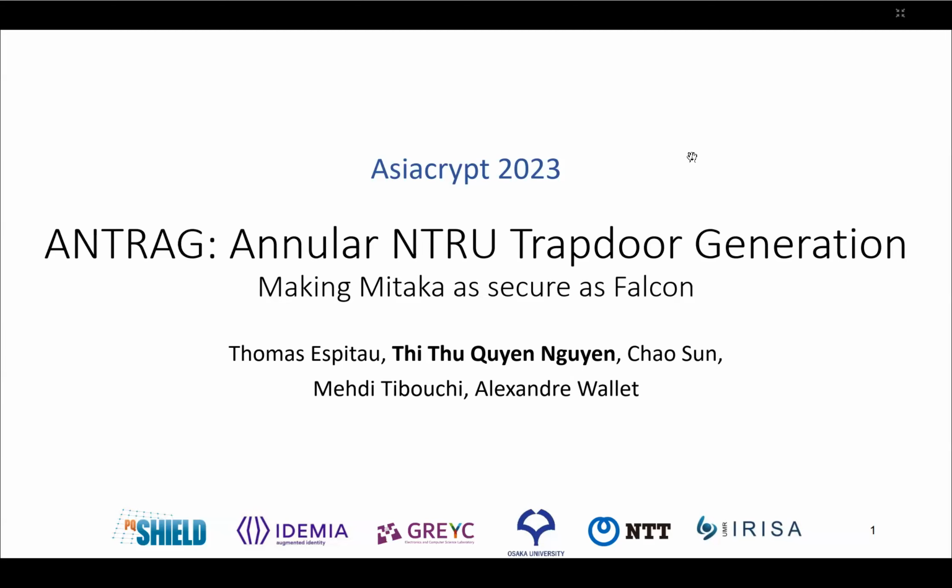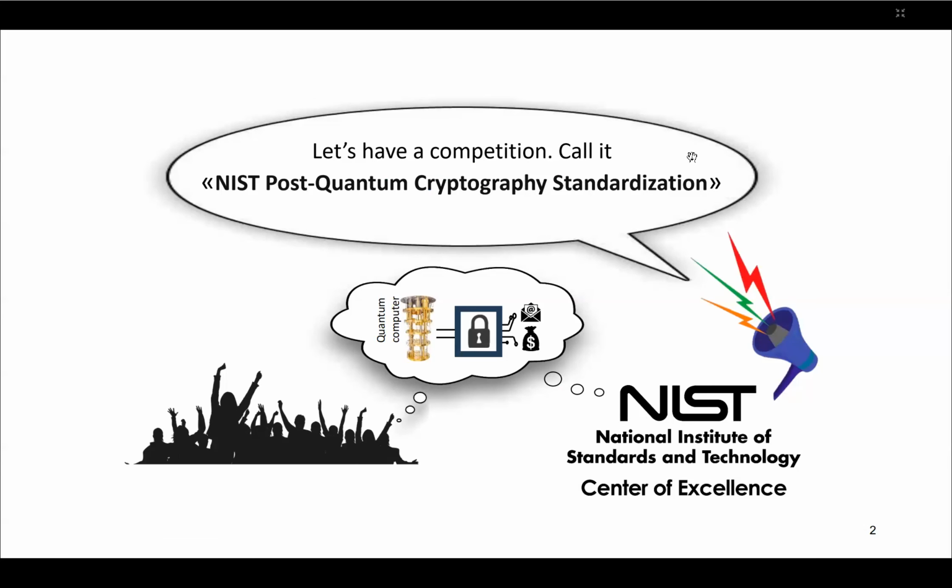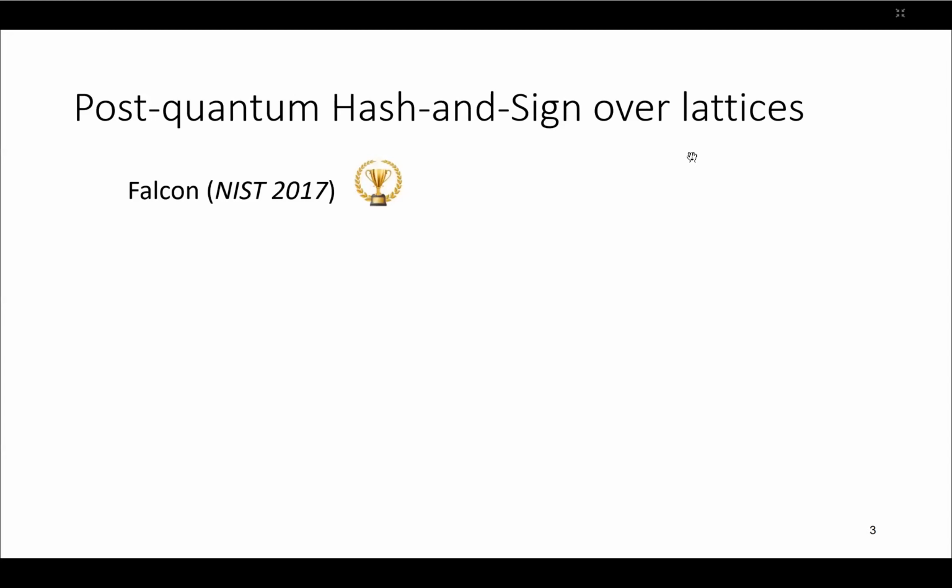First of all, I will mention a little bit about the NIST post-quantum cryptography standardization, which started in 2017 by an American institute. These well-received competitions have been attracting a lot of new designs in cryptography which are quantum resistant. In 2022, Falcon, a post-quantum signature based on hash-and-sign over lattices, has been chosen by NIST for future standardization for being fast, having short signatures and having high levels of security.